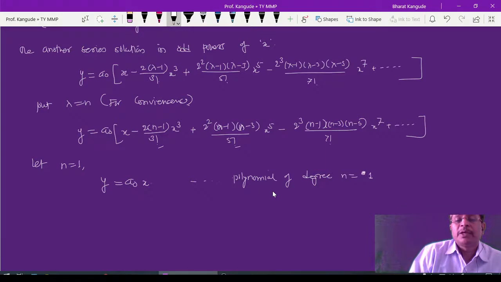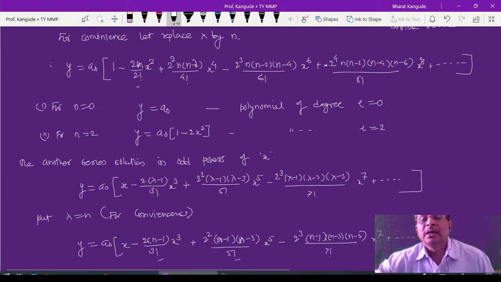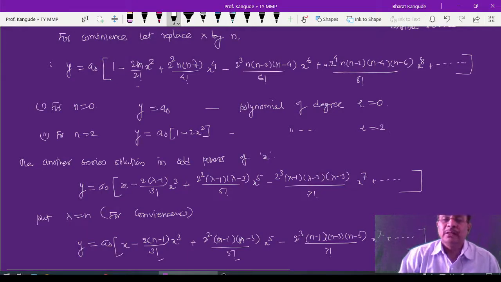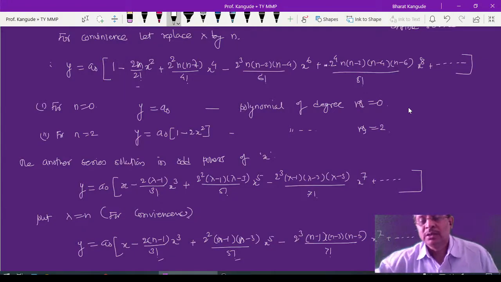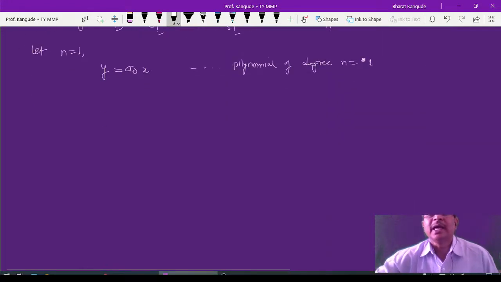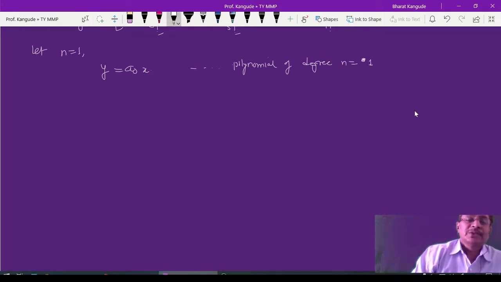Okay, so we have obtained earlier polynomials of degree, this is also not L, this is n. Make a change here. This is n and this is n. n equal to 0, n equal to 2, these are even numbers, whereas I'll get n equal to 1, and this polynomial is y is equal to a0 times x.